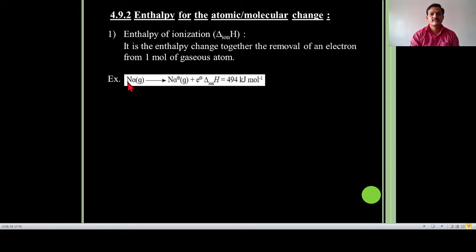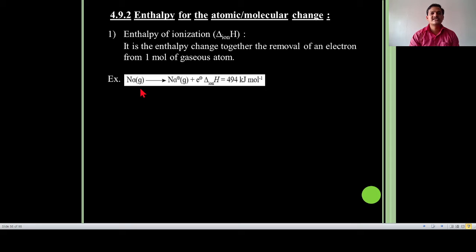So sodium exists in gaseous phase. It is converted into cation, that is Na plus ion, which also exists in gaseous phase, plus 1 electron is liberated. So enthalpy of ionization is 494 kilojoule per mole. It means sodium atom having atomic number 11, having a configuration 2, 8, 1. So 1 electron is lost here. So ultimately I can say that amount of energy is required to remove the electron from valence shell, because one electron exists in the valence shell of sodium.